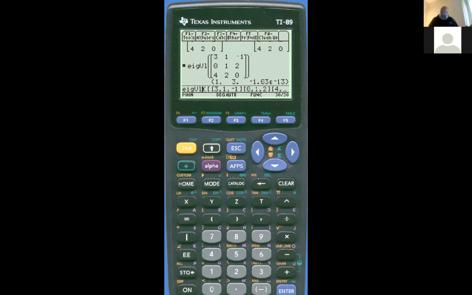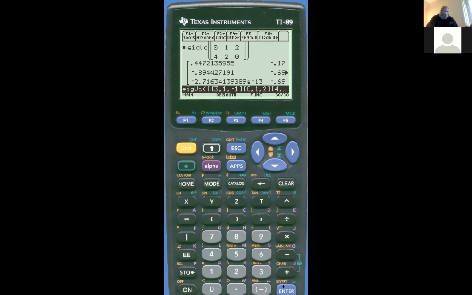Okay, so my eigenvalues are 1, 3, and 0. Now, the cool way to find the eigenvectors is simply to take your calculator and come back to the start of this guy, get rid of the L, just delete it out, and then alpha C, and it will give you the eigenvectors. Okay, and there they are.